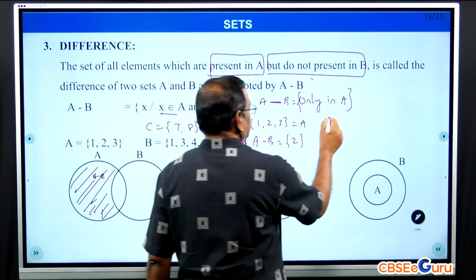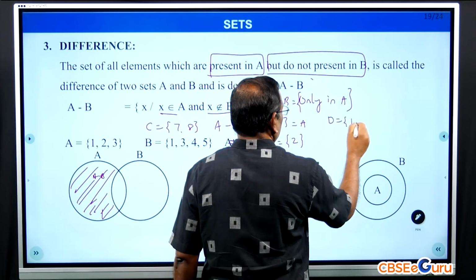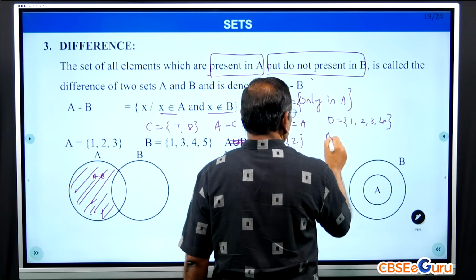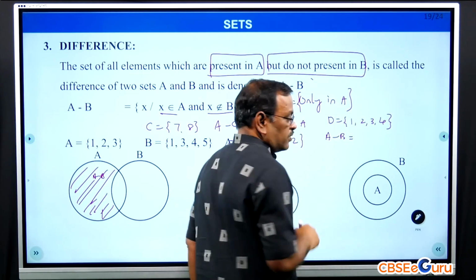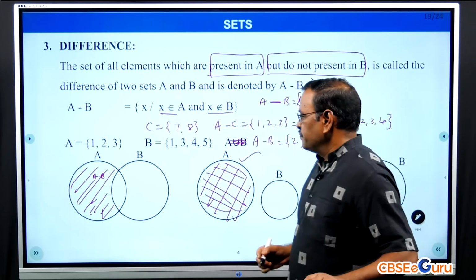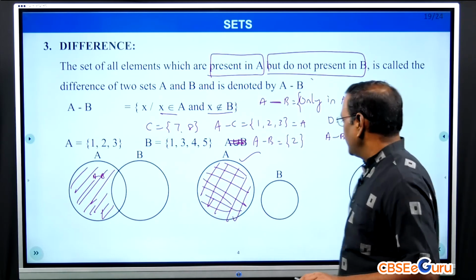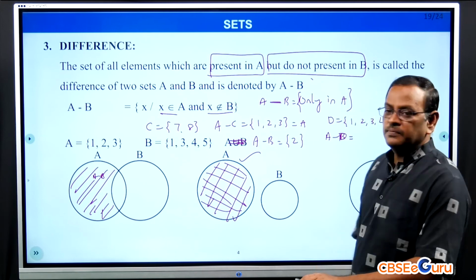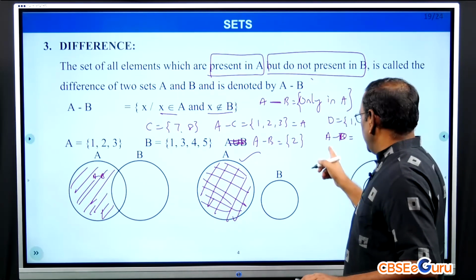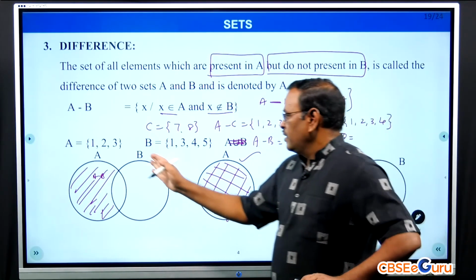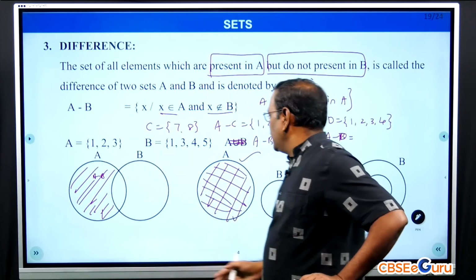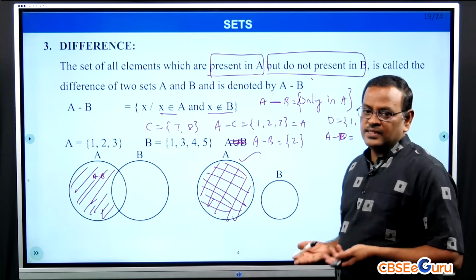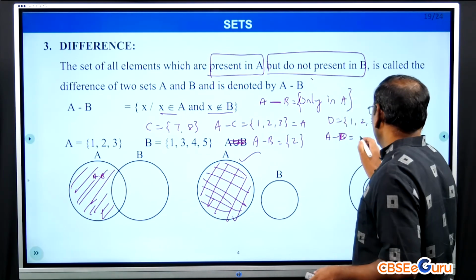And D, 1, 2, 3, 4. And what is A minus D? One very important situation. A equal to 1, 2, 3 and D equal to 1, 2, 3, 4. What is A minus D? Elements belongs to A but not in D. But all the elements of A, 1, 2, 3 belongs to D, and hence there is no element in A minus D. It is a null set.